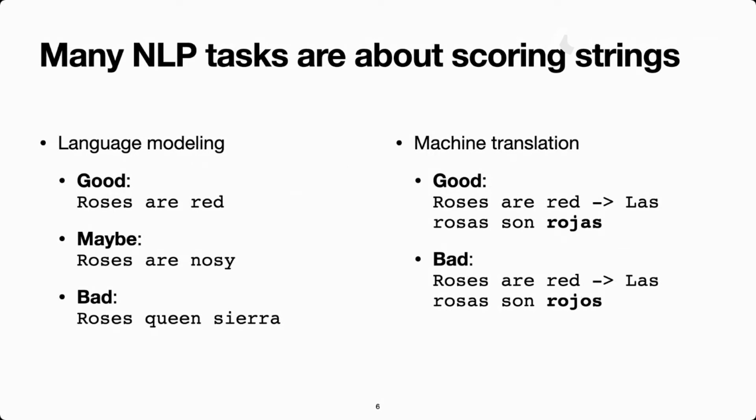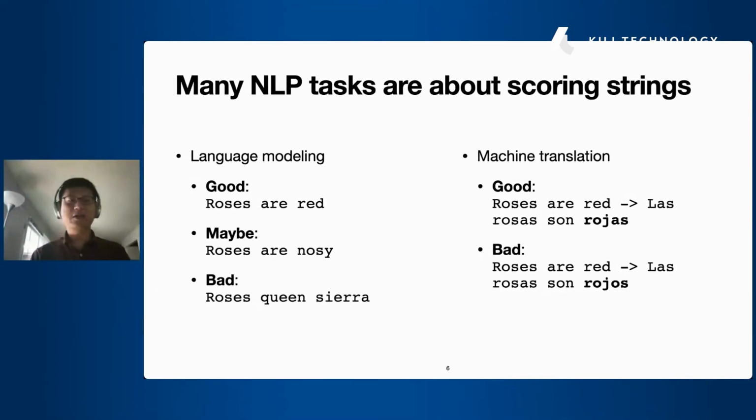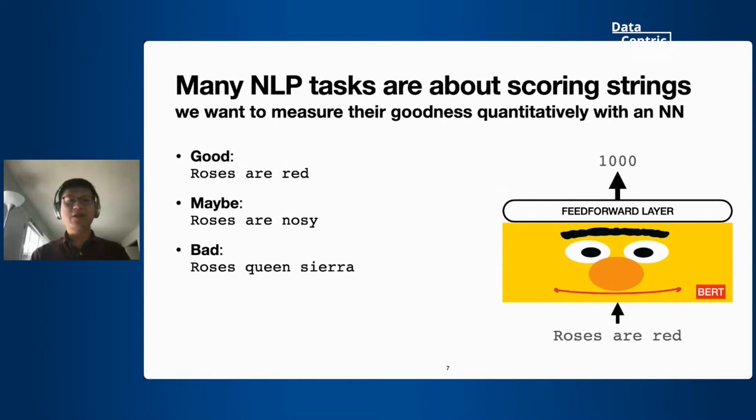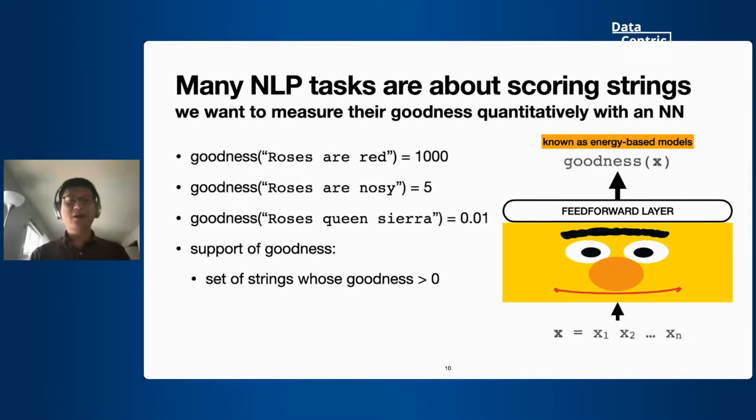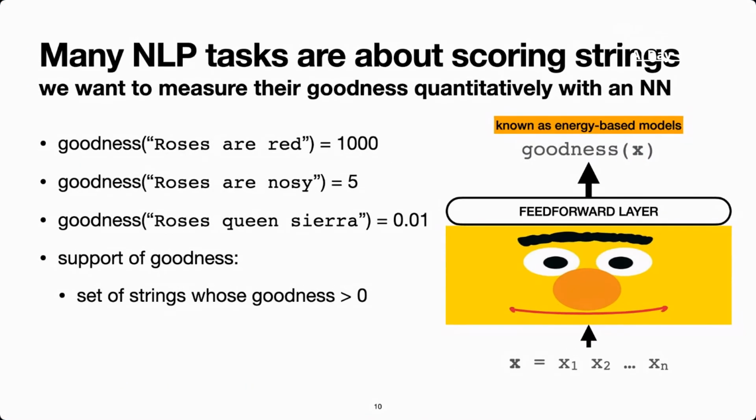Many NLP tasks require comparing the goodness of different strings. This is often done using neural networks in practice. When we feed different strings into the network, we will get different scores, and we train the network to approximate our scoring function. We regard the non-negative network output as the goodness function of the input. The network can usually be evaluated in polynomial time in the input sequence length. We also define the support of goodness to be the set of strings whose goodness is greater than 0.